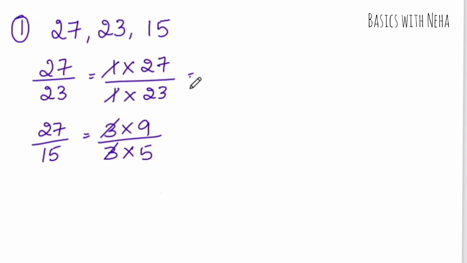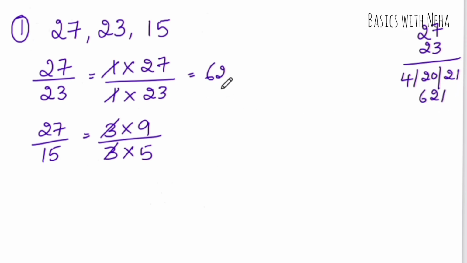Now do the cross multiplication, which is 27 into 23. So it is 2 3s is 6, 2 2s is 4, it will be 20, and 7 3s is 21. So it will be 621. Now the same way, 27 into 5 or 15 into 9, the answer will be the same. It will be 135.